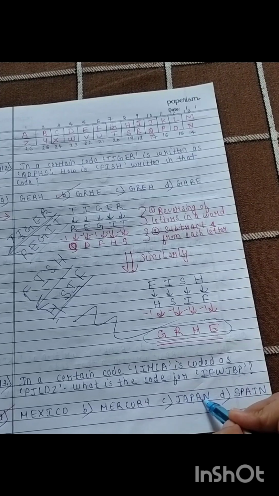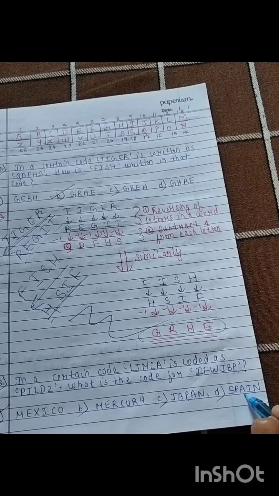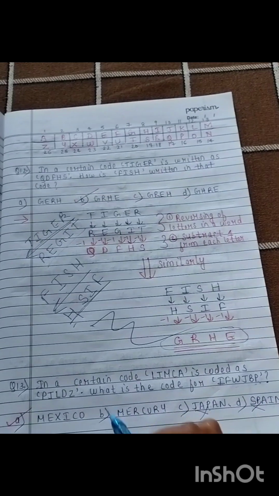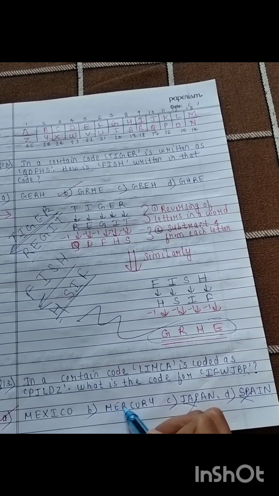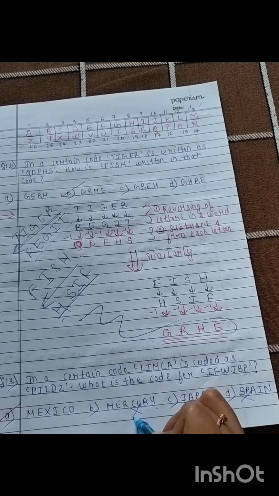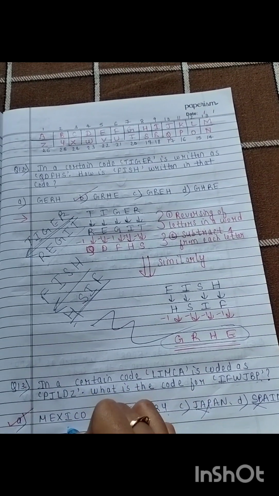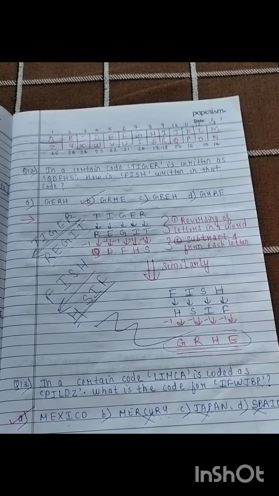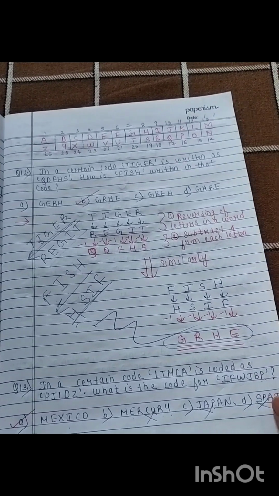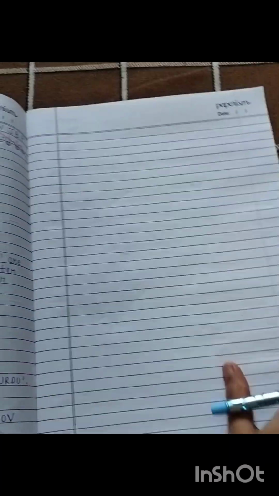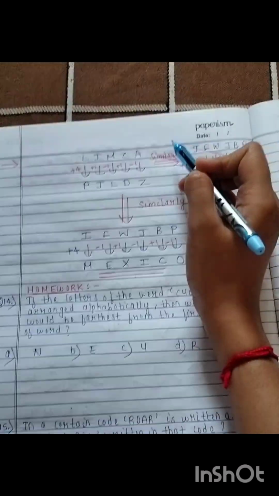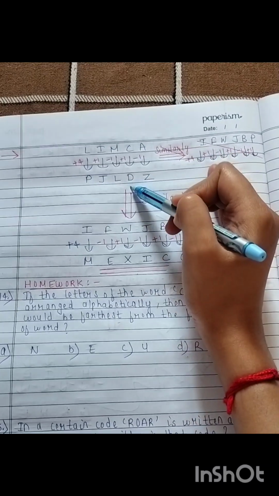1, 2, 3, 4, 5. 1, 2, 3, 4, 5. So eliminate these options quickly. Then here also 1, 2, 3, 4, 5, 6, 7 is there. This also can't happen. So answer is Mexico. This is the simplest logic that I can use. But what is the logic behind this? The logic is that LIMCA is coded as this, correct?